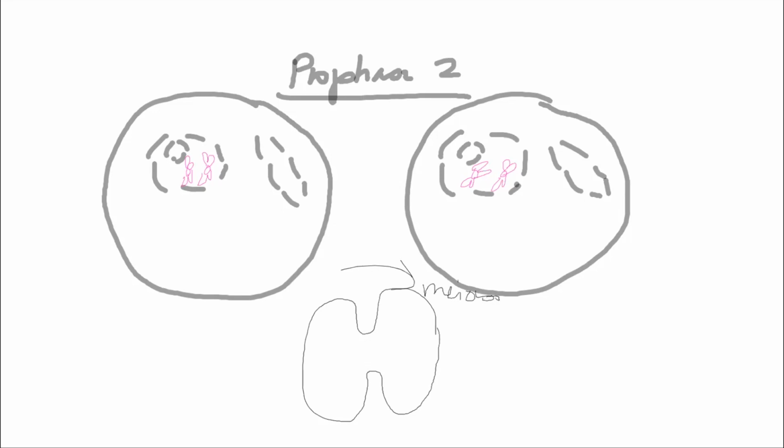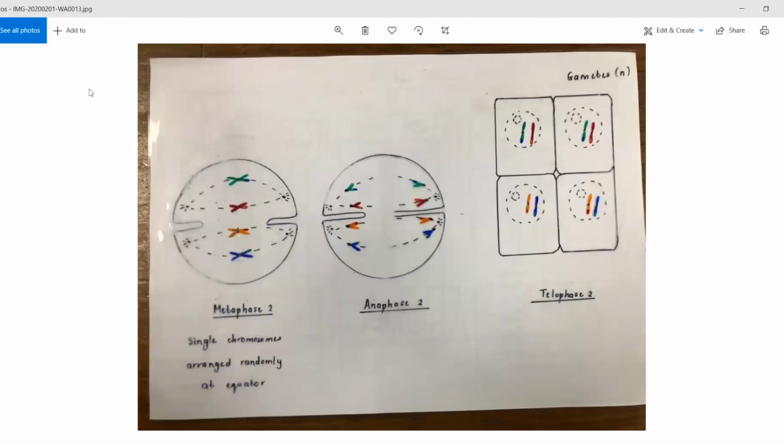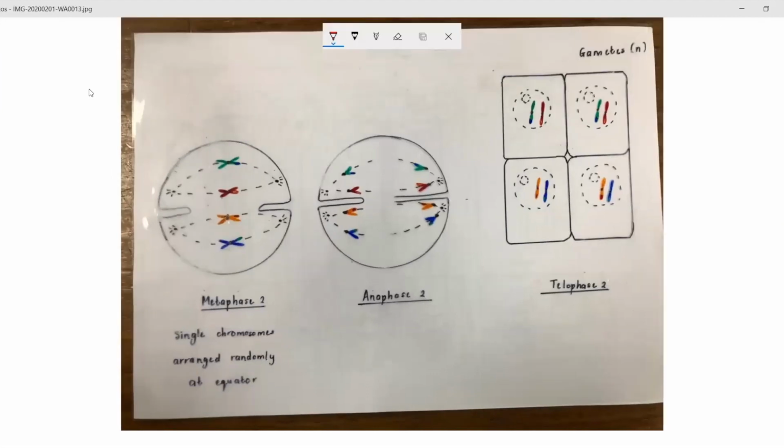Let's move on to metaphase 2. Again, here it's very important. Can you see there's only single chromosomes that move to the equator? And again, the chromosomes move to the equator randomly. So metaphase is also responsible for random arrangement of chromosomes. So single chromosomes move to the equator, and here you can see in this species the cell is still dividing.